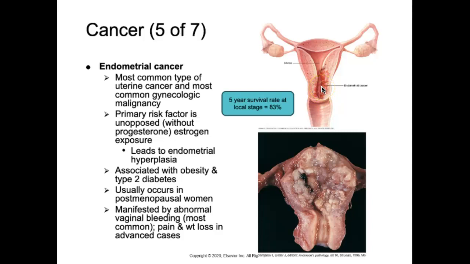And the primary risk factor is unopposed, meaning without progesterone, estrogen exposure. And so this can include estrogen-only hormone replacement therapy, tamoxifen use, and early menarche or late menopause, never having children, or if we have a failure to ovulate, such as if someone has PCOS. And this can lead to endometrial hyperplasia, where we are going to get the endometrial cells multiplying, increasing the number of cells.